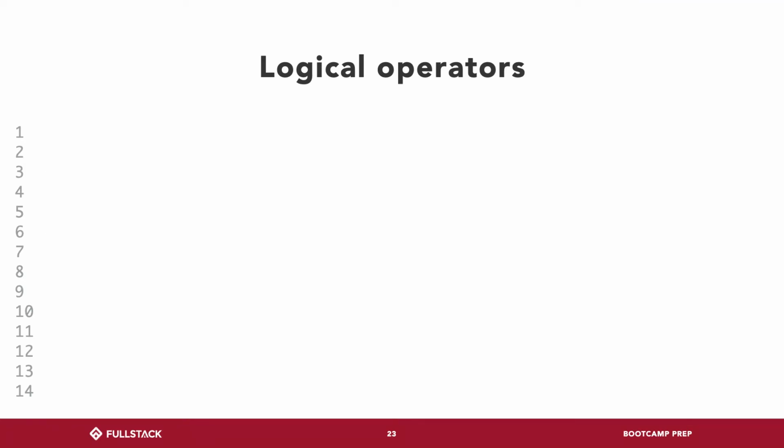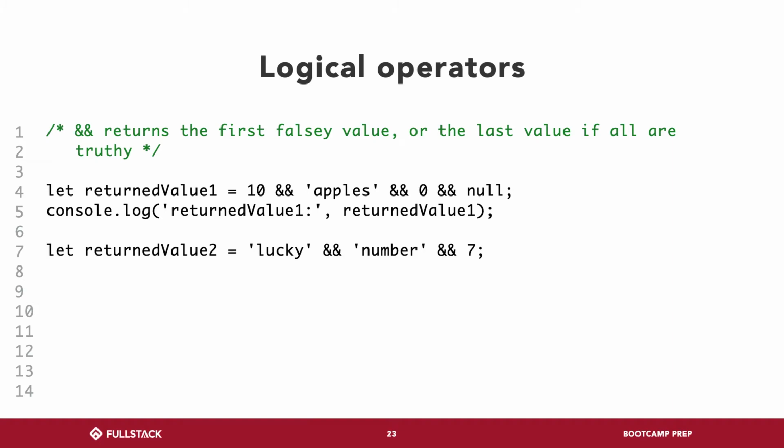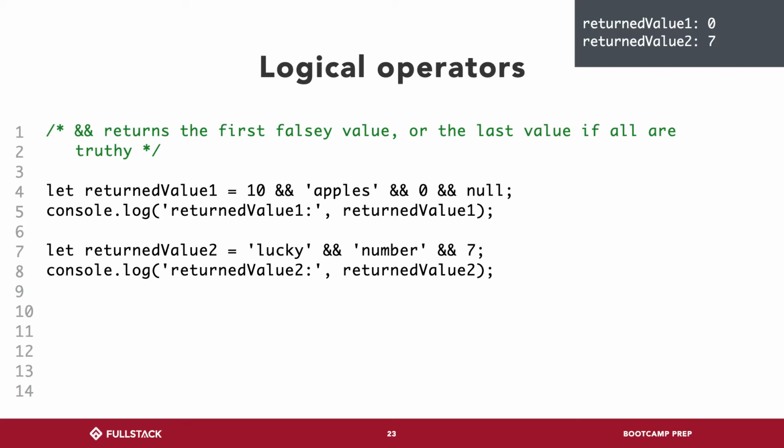Cool. And returns the first falsy value or the last value if all are truthy. The return value of 10 and in apples and in 0 and in null. Return value 2, lucky and in number and in 7. You get 0 because that's the first falsy value, and then you get 7 because that's the last truthy value, right? Does everyone agree with this? Is this confusing at all? Yes? That's okay.